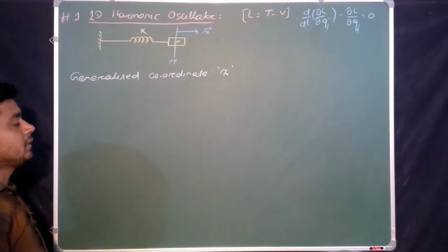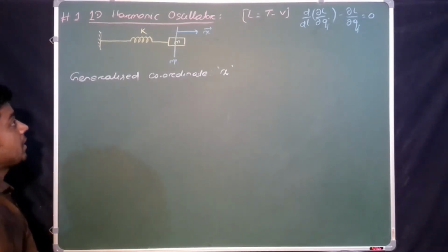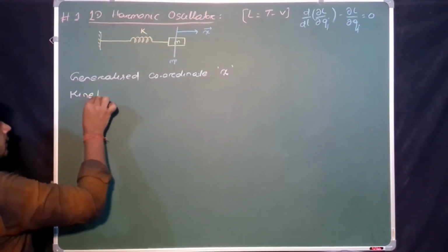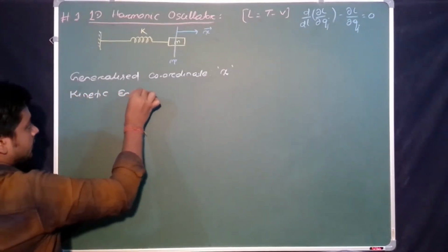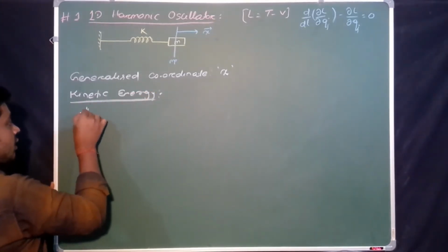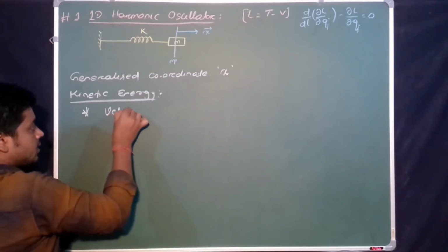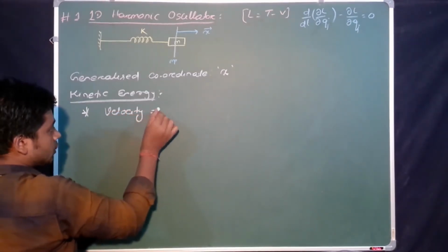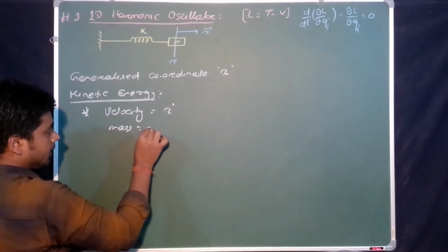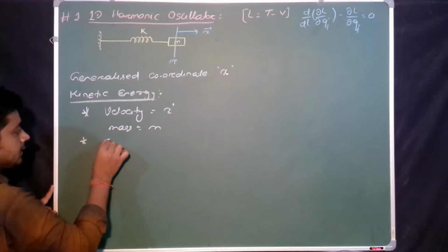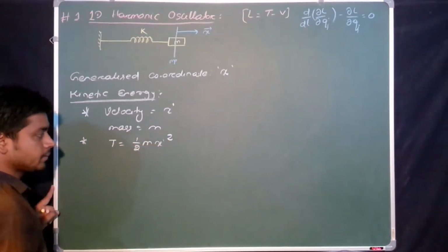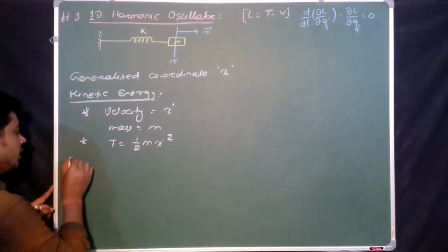Okay, then see. First, we have to find the kinetic energy. For this kinetic energy, first we have to find the velocity. Yes or no? Here, as the body moves along the x-axis, the velocity is x dot, and mass is m. Then kinetic energy T equals half m x dot square. Yes or no? Then we have to find the potential energy.